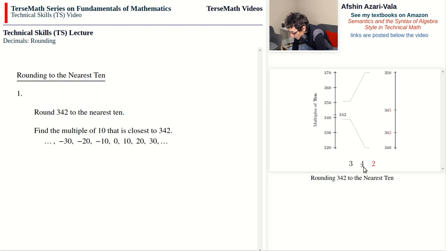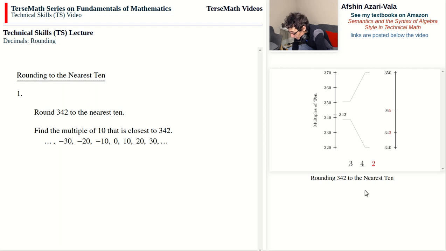In fact, what happens is that we compare the digit 2, the digit on the right side of the place that we want to round to. We take a look at that digit, and if we compare it to 5, it will tell us whether we are closer to 340 or the next multiple, which is 350. If the digit here is less than 5, then we are in the area here, and therefore it rounds down to 340. If this digit is more than 5, then we are over here, and this rounds up to 350.